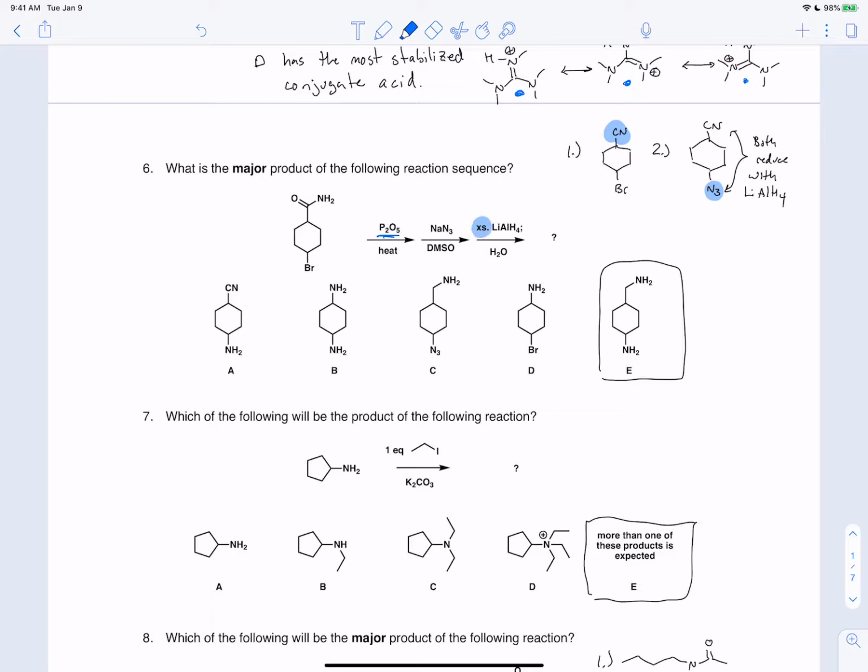Then we have excess lithium aluminum hydride. That's able to reduce both the azide and the nitrile. Nitriles will go to a primary amine. So we have 2 molecules that have primary amines. And then the azide also gets reduced to a primary amine. So our answer ends up being E. Note that B might be tempting, but the nitrile also brought in an extra carbon. So this would have 1 carbon too few.